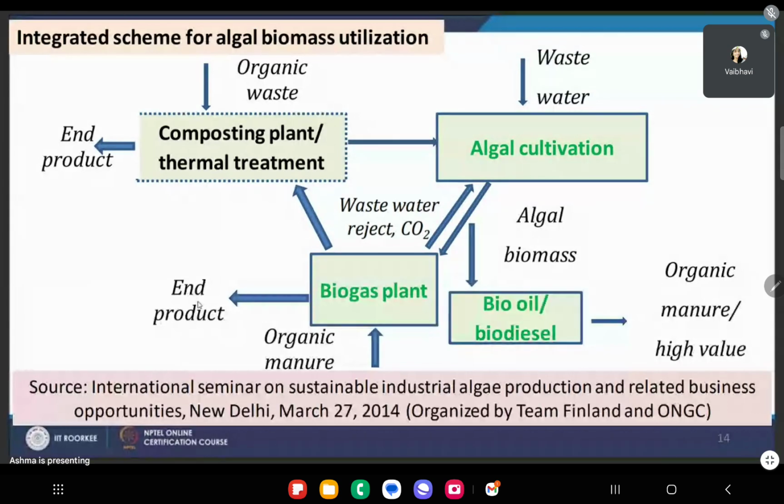So here is a scheme for algal biomass utilization. Here we have wastewater coming, and we have grown the algal culture, and this algal culture can be used to produce biomass or biodiesel, or the wastewater reject or CO2 can be fed under anaerobic conditions to produce biogas, and then we will get the compost out of this, along with the biogas.